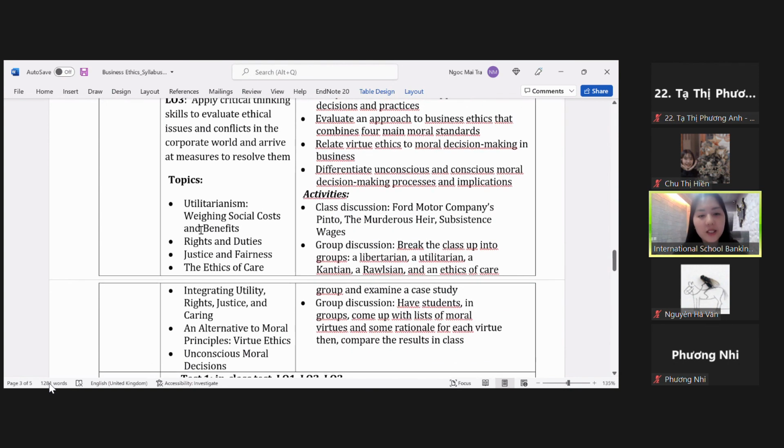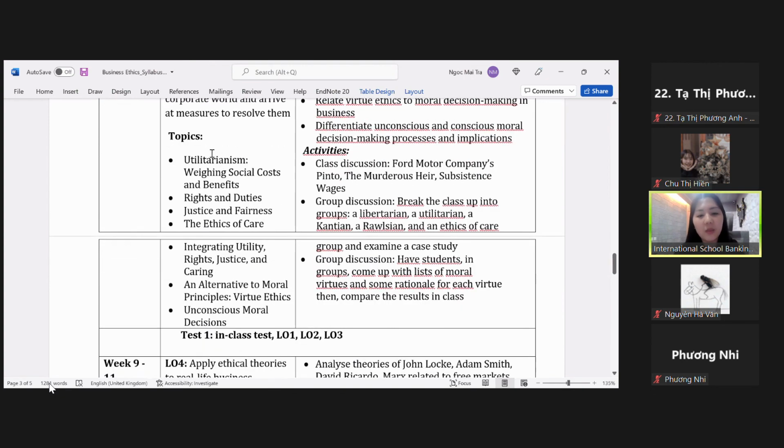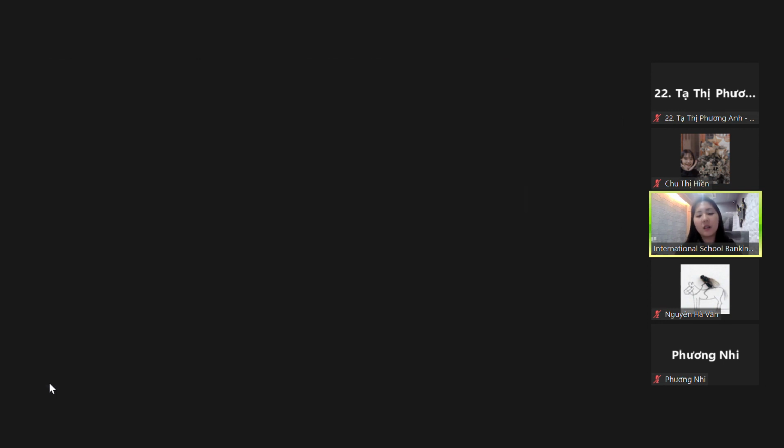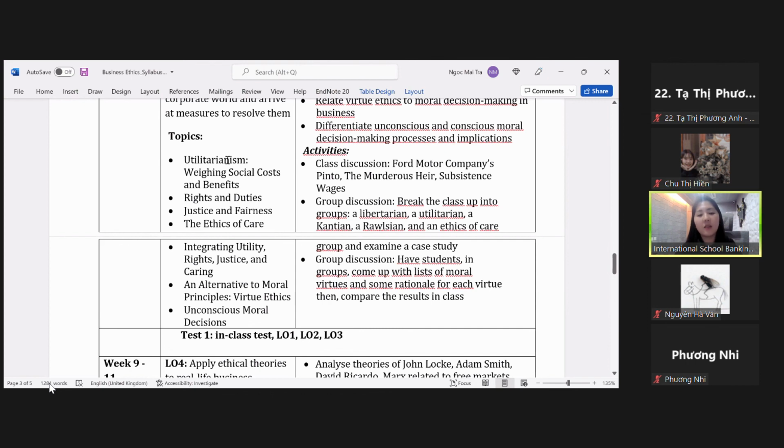So here you can see that we have very many different principles. The first one is utilitarianism. This is the one that we used in the first case. Utilitarianism looks at the consequences, weighing costs against benefits, and makes decisions based on the consequences. They choose the option that brings the most benefits and the least cost.